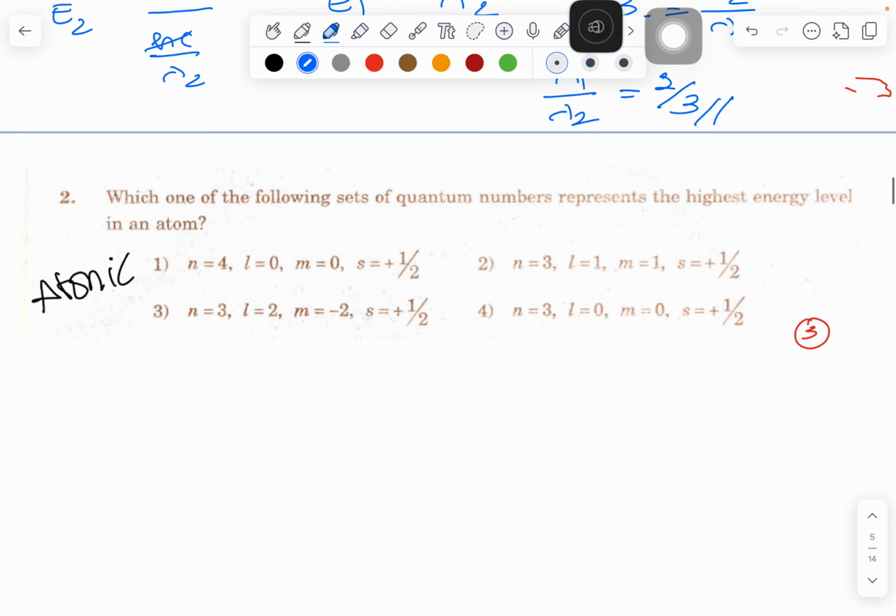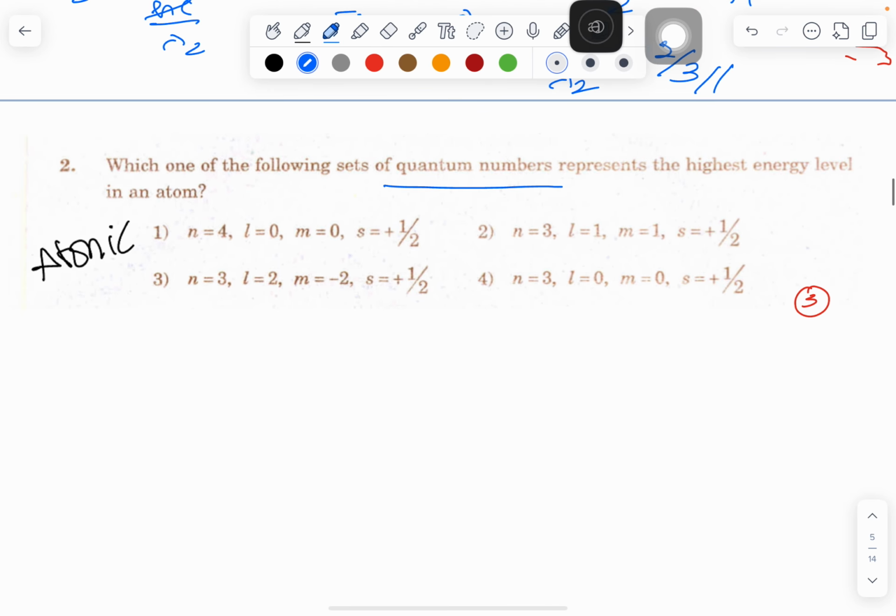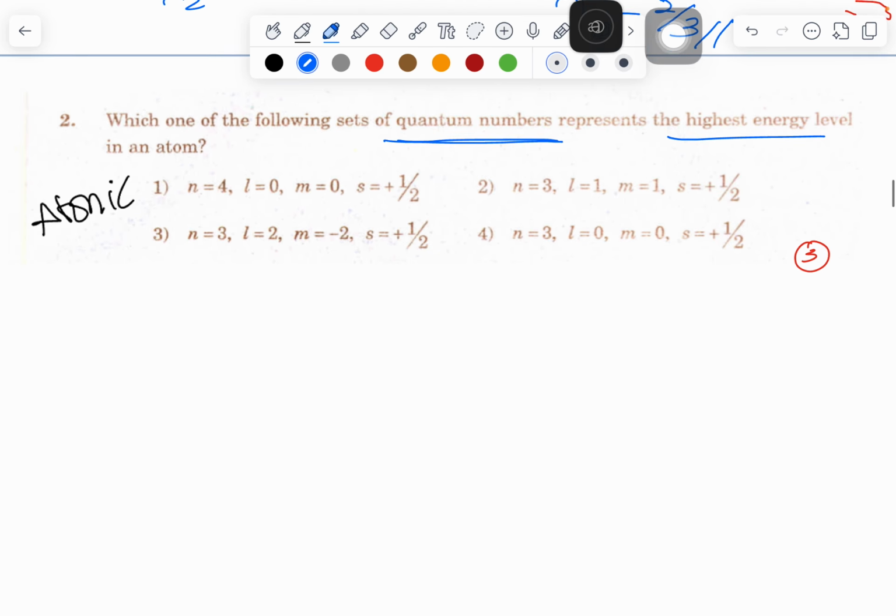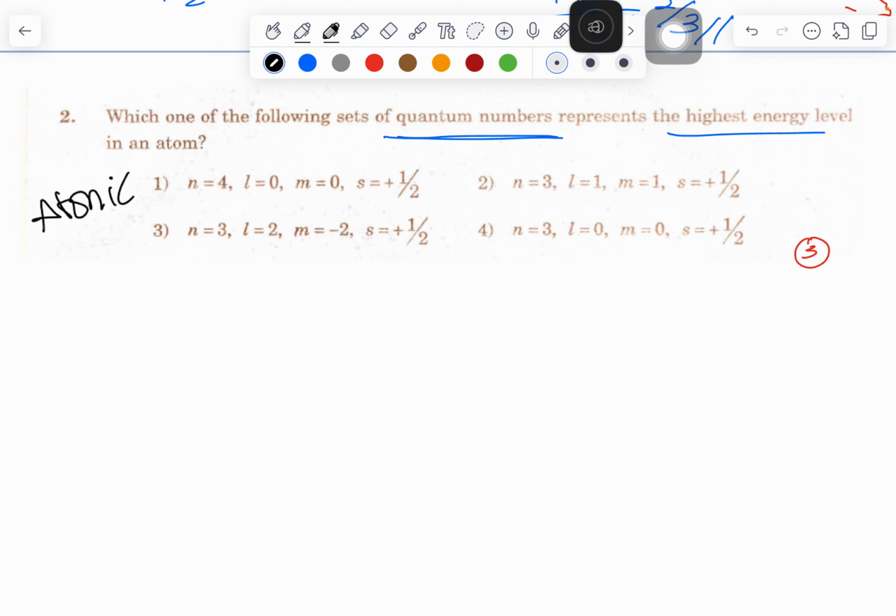Next one we have is again quantum number. From this you can understand how important quantum number is. The more you learn about quantum number, the easier it is. Now, the highest energy level in an atom. Okay, this is something new. Whenever they ask about highest energy level or lowest energy level when the quantum numbers are given, you are supposed to just see the n plus l value.